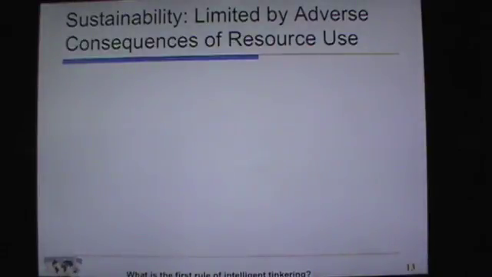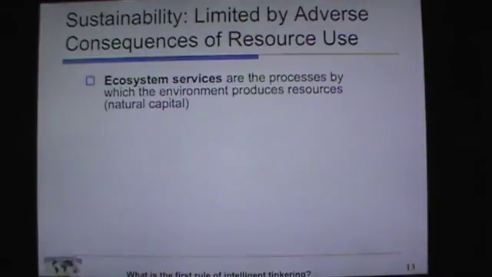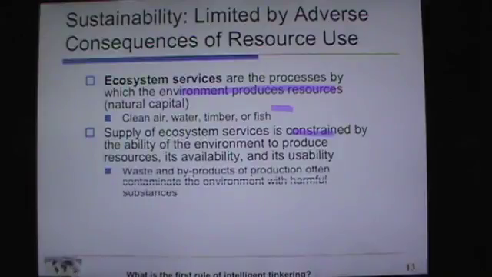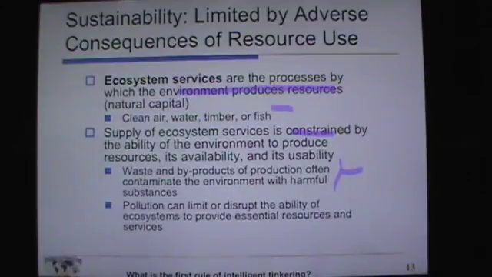So, adverse consequences of resource use. Remember those ecosystem services, the processes by which the environment produces resources: clean air, water, timber, even fish. Yes, fish are a resource. The supply of ecosystem services is constrained. It's limited by the ability of the environment to produce resources, their availability, and their usability. Waste often gets in the way. We contaminate the environment with harmful substances because we can't clean those up. Pollution can limit or disrupt how well ecosystems provide those essential resources and services.